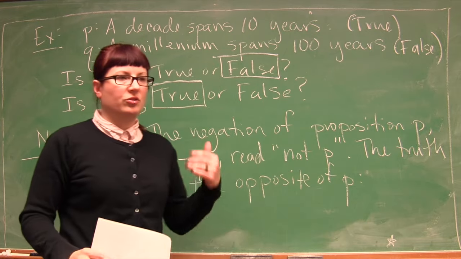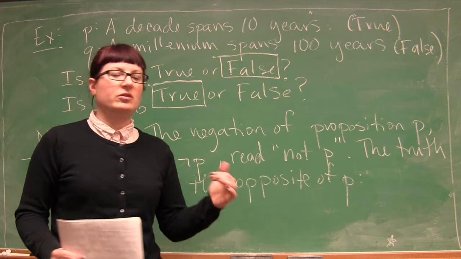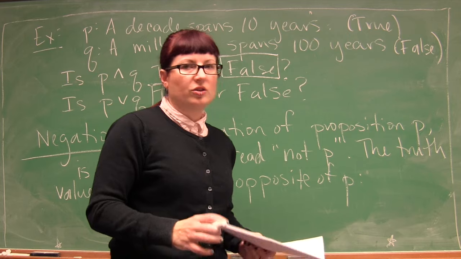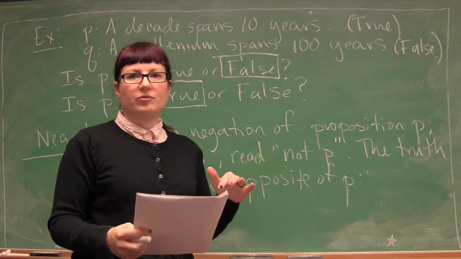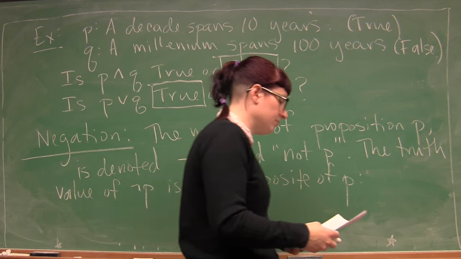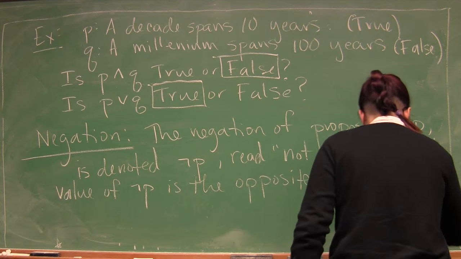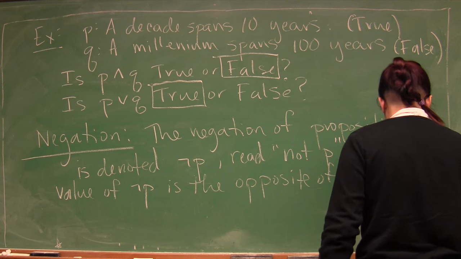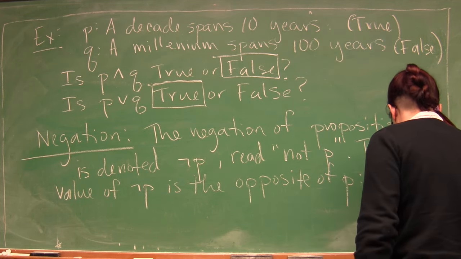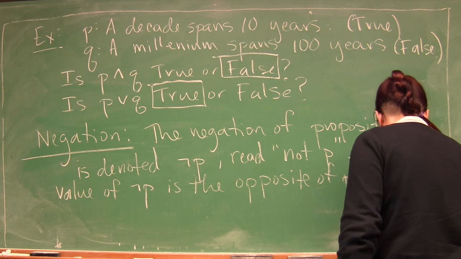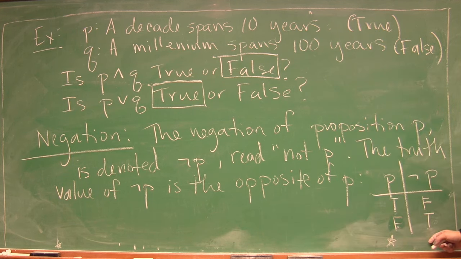So for example, if P is true, not P is false, and if P is false, not P is true, which we can denote in a very small truth table. Since P can only either be true or false, this will be a 2 by 2 table. Like so.